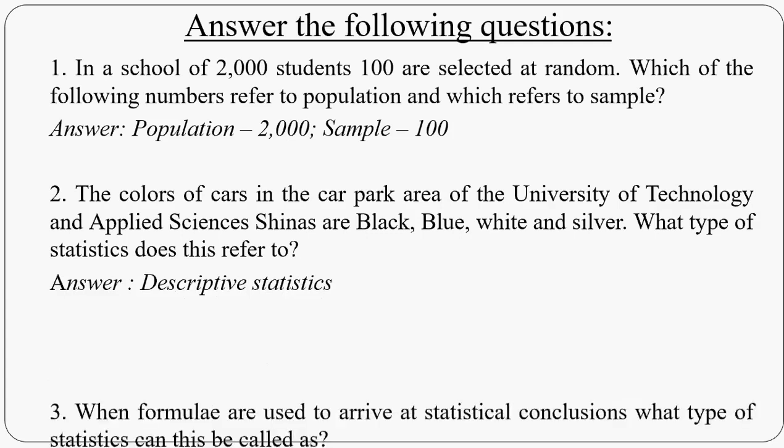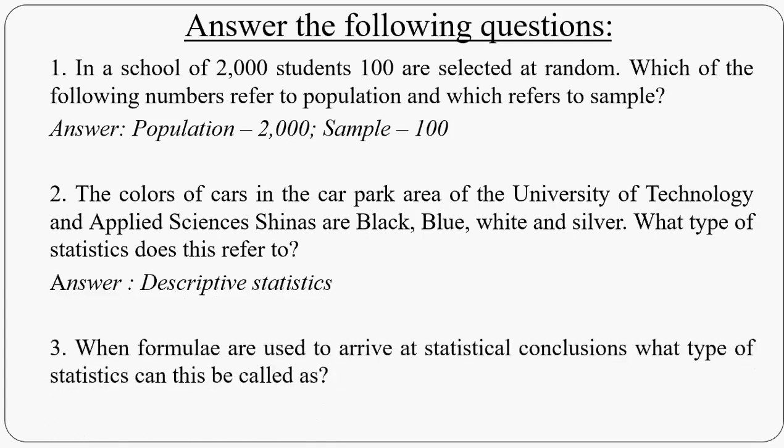So question number 3. When formula are used to arrive at statistical conclusions, what type of statistics can this be called? So when you get a conclusion, so it is said to be, can you guess, dear students? Yes, the answer is inferential statistics, or it can also be called inductive statistics.